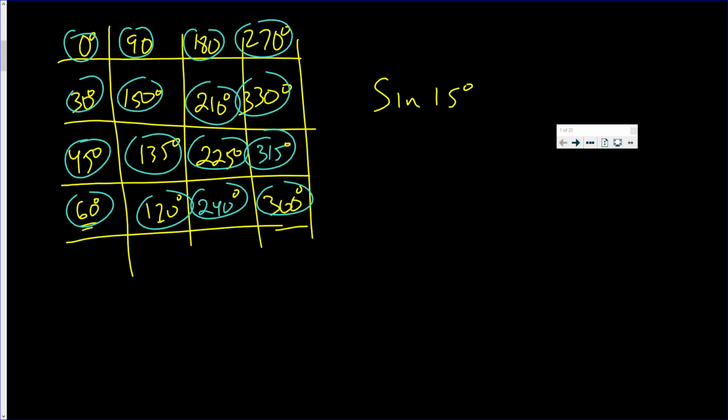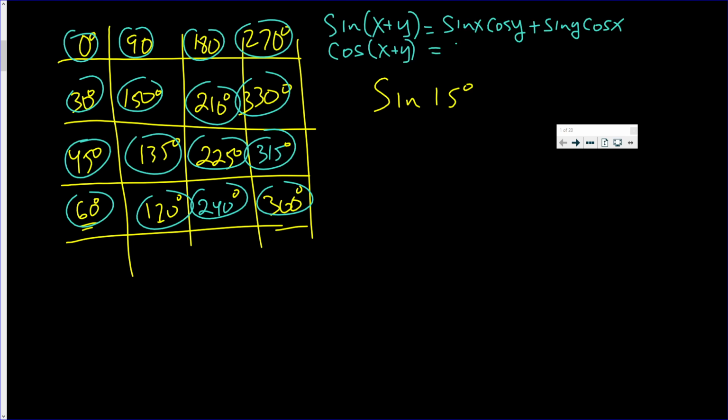Now, let me just have the formulas in front of us. The sine of x plus y is sine x cosine y plus sine y cosine x. And the cosine of x plus y is cosine x cosine y, I guess minus sine x sine y.